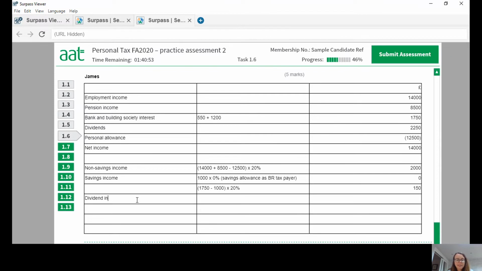And then we've got our dividend income. So the first 2,000 at 0% dividend allowance. Then 2,250. Take away 2,000, still at the basic rate. Remember, basic rate for dividends, 7.5%. So 250 at 7.5% is 18. Add that lot up, 2,168.